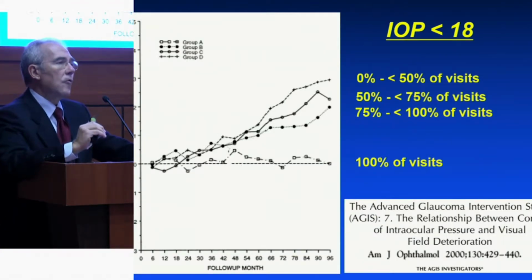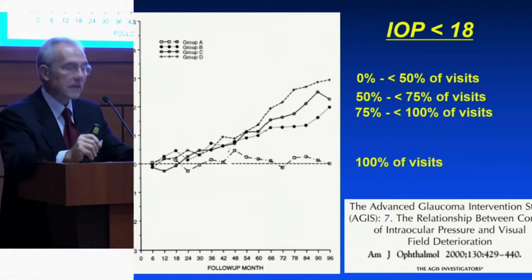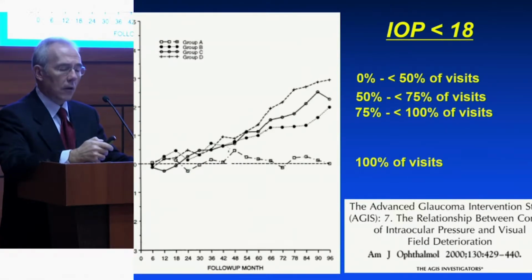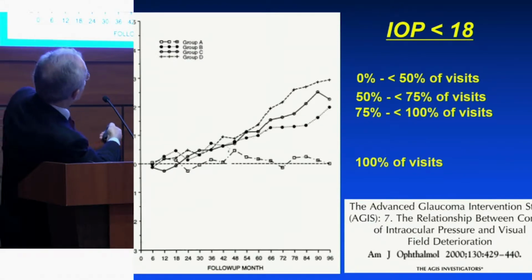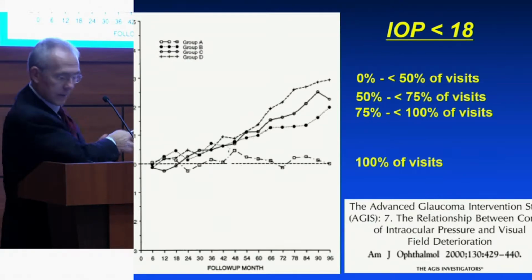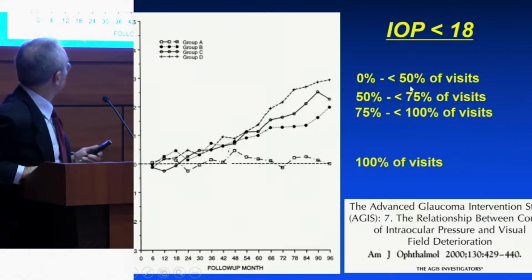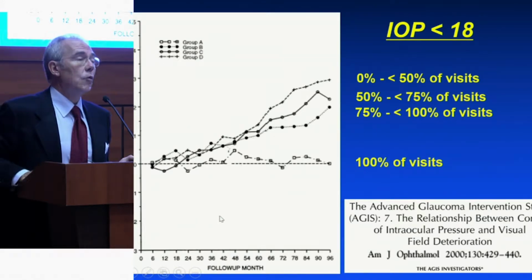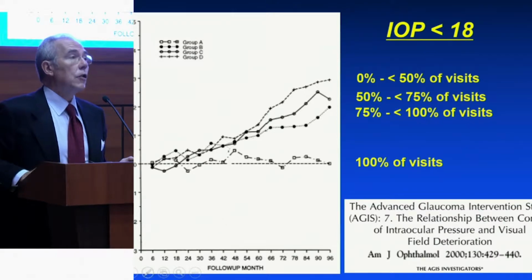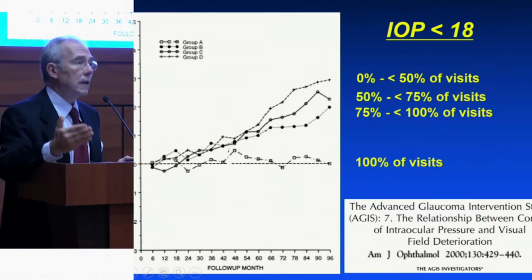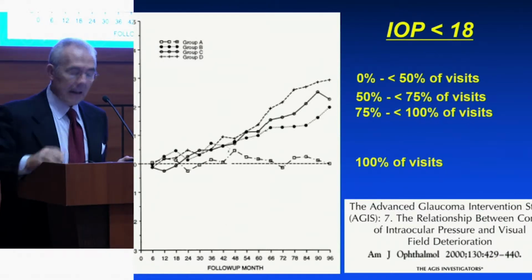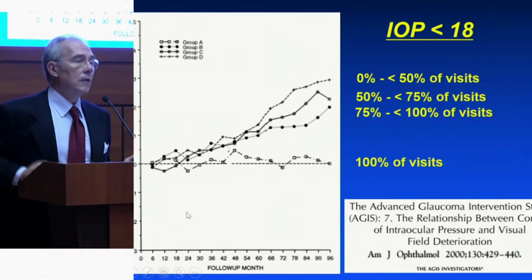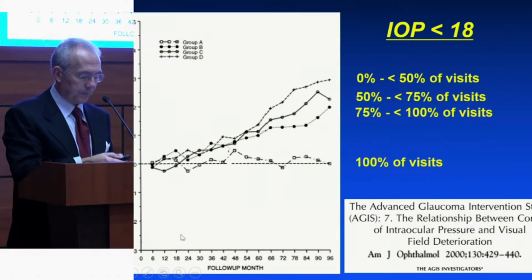The Advanced Glaucoma Intervention Study clearly showed that during the follow-up of 7 years, only those patients that had an IOP that was always below 18 millimeters of mercury could avoid a real significant progression of the disease, as compared to those who had reached this level only seldom during the follow-up.